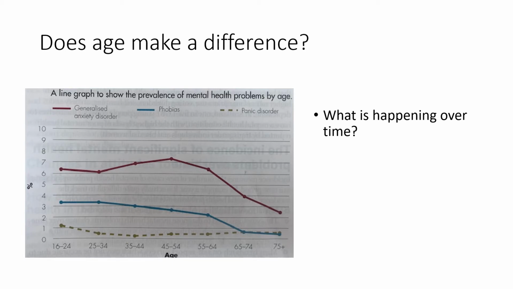Now as you can see, it starts off higher than all the others at the 16 to 24 age group. Now that's not surprising because 16 to 24 is quite a stressful time. Most people are going through exams at that point, certainly GCSEs, possibly A-levels or other things afterwards at college or apprenticeships, and possibly even then on to university.